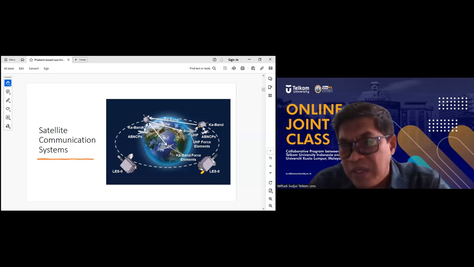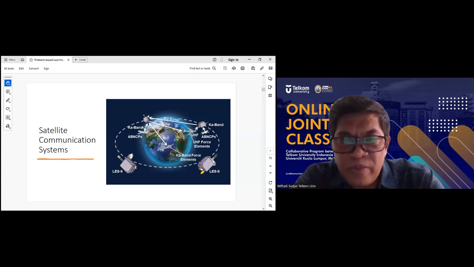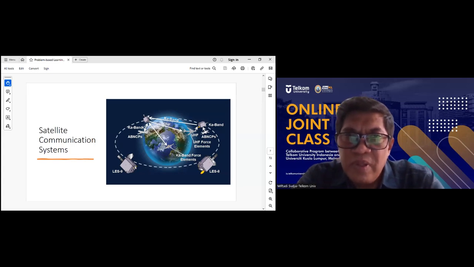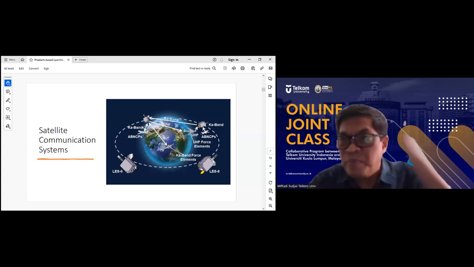they can upload the communication into a satellite, and then the satellite can relay that signal through a much wider coverage area. So it is very efficient to use a satellite in order to cover a larger area of communication compared with the terrestrial network. That's why satellite communication is very interesting from that point of view.